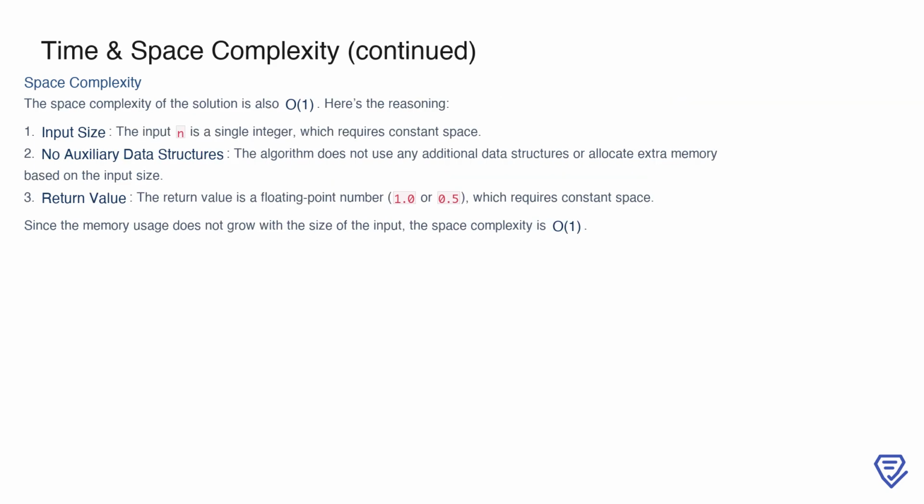Now, let's consider the space complexity of the solution, which is also O(1). The reasoning here is straightforward. The input is a single integer n, which occupies constant space in memory. Additionally, the algorithm does not create any auxiliary data structures, arrays, or lists that would consume more memory as n increases. Even the return value, which is either 1.0 or 0.5, is a floating point number that takes up constant space. Since no memory usage scales with the input size, the space complexity remains O(1), ensuring that the solution is both time and space efficient.